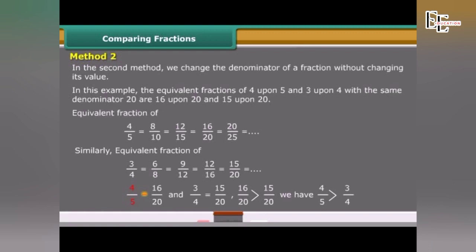4/5 is equal to 16/20, and 3/4 is equal to 15/20. 16/20 is greater than 15/20. So we have 4/5 greater than 3/4.